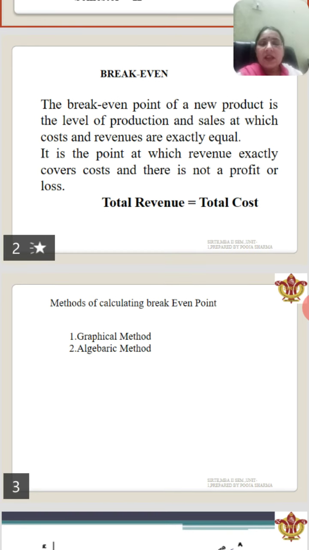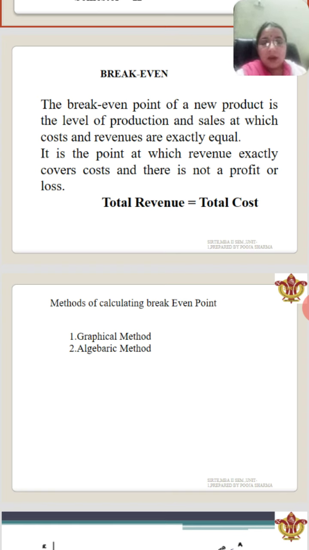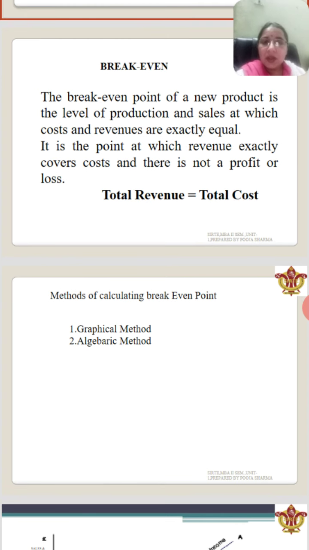This point is basically used by the company to make the budgets, to make the strategy for the future, to determine the output level, to determine the number of units the company has to produce in future, and what strategy the company has to use to increase the sales, to increase the profit, to increase the volume.